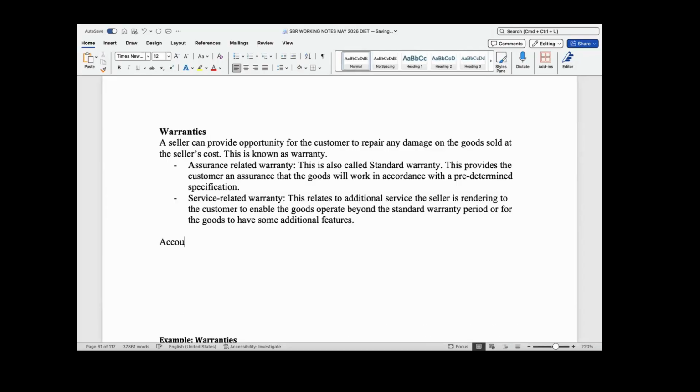So the accounting treatment is such that the standard warranty, which is called assurance-related warranty, will be recognized as a provision in line with IAS 37. I might teach you this on Tuesday as a topic. I might hopefully start and finish this on Tuesday.